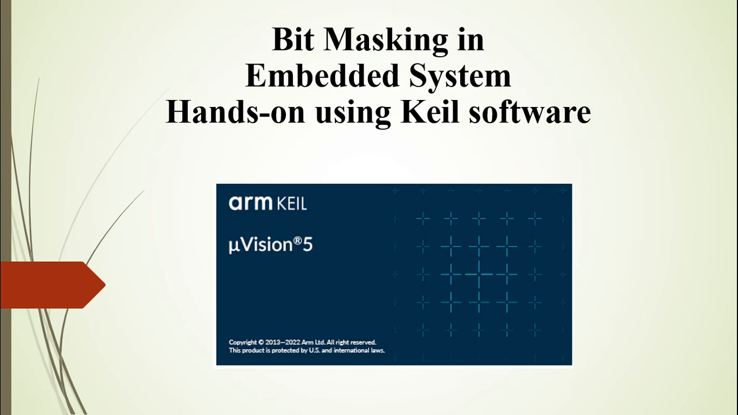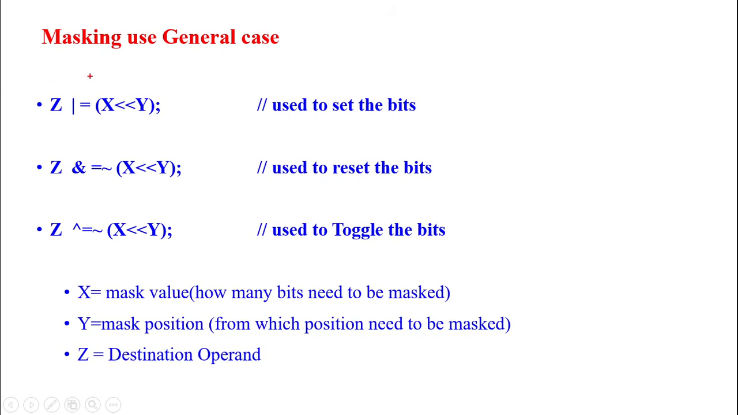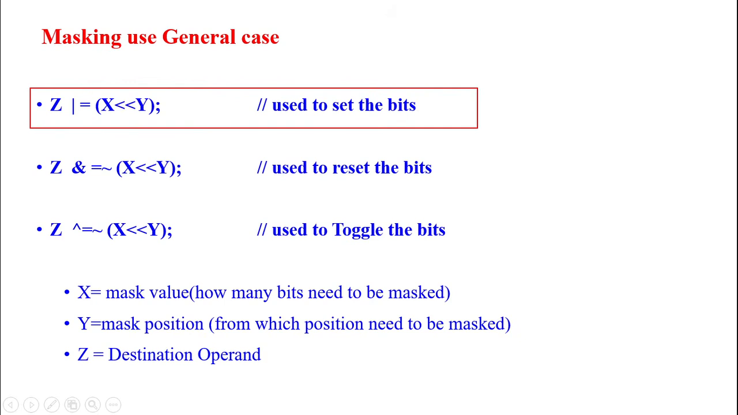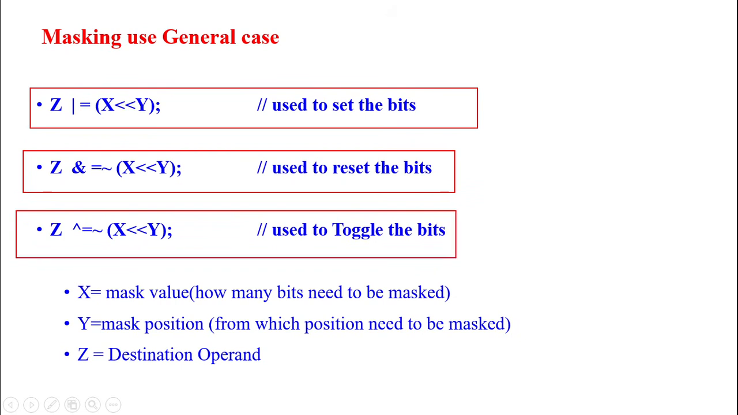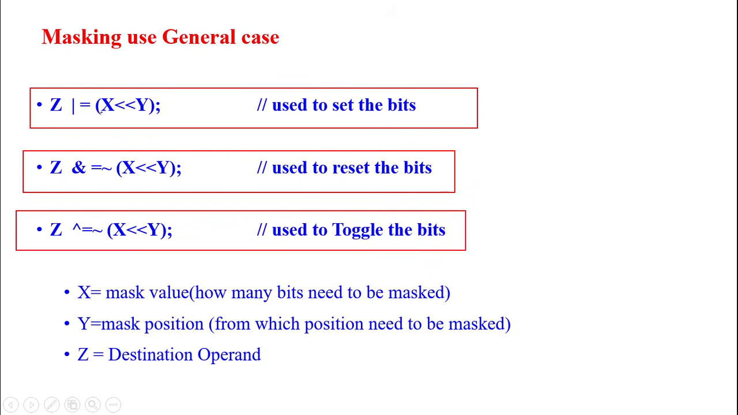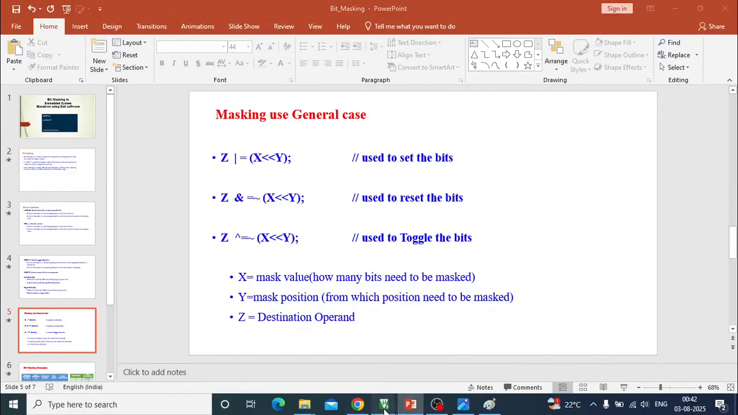Bitmasking with hands-on. In the last video we discussed the same thing. The first operation is used to set the bits, the second operation is used to clear the bits, and the third one is used to toggle the bits. Here x stands for the left operand, x stands for the mask value, how many bits need to be masked, y is the position, and z is your destination operand. So keeping this in mind, let us write one small code.